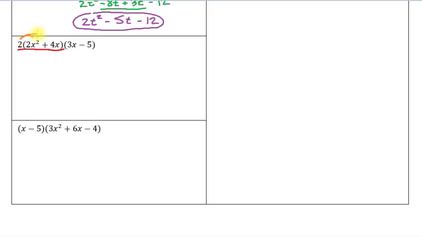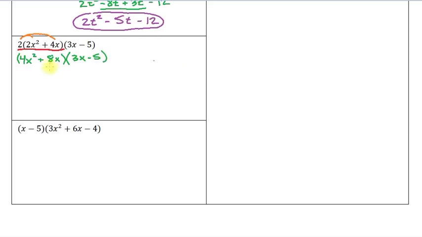We're going to multiply the 2 times the 2x squared and the 2 times the 4x. 2 times 2 is 4, and all we have is an x squared here, so there's our first term. 2 times 4 is 8, and all we have is one variable x, so there's our x. Now that has become a new binomial. Put it in parentheses. And now you're going to carry down the second binomial, which is 3x minus 5.